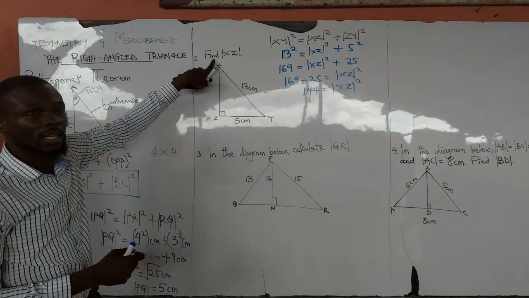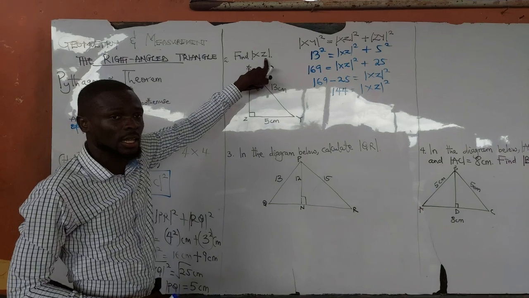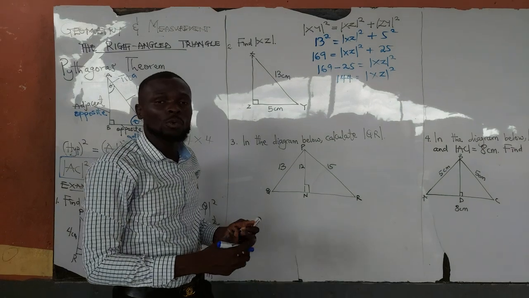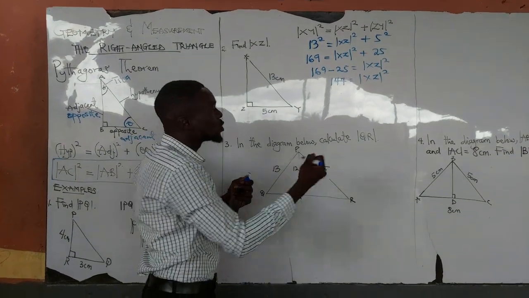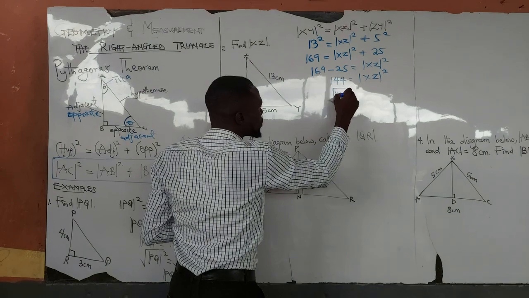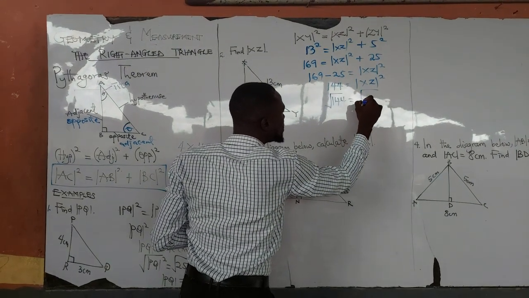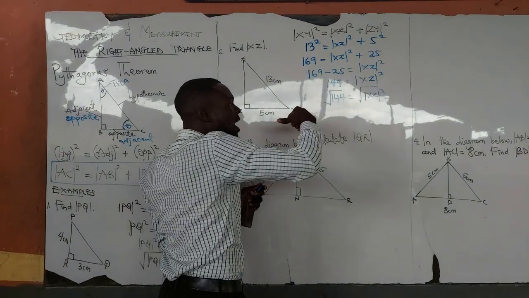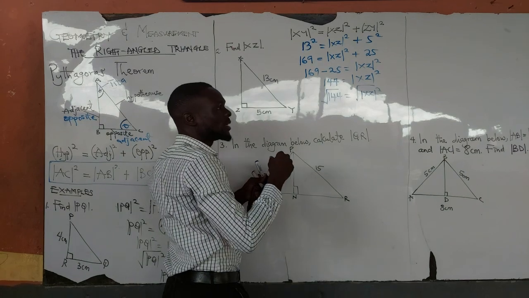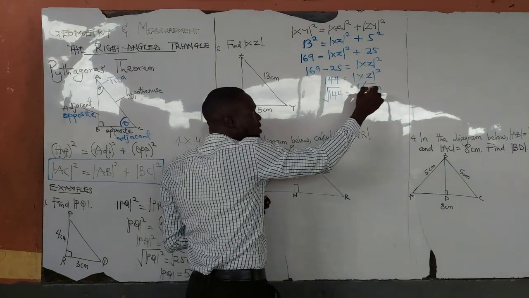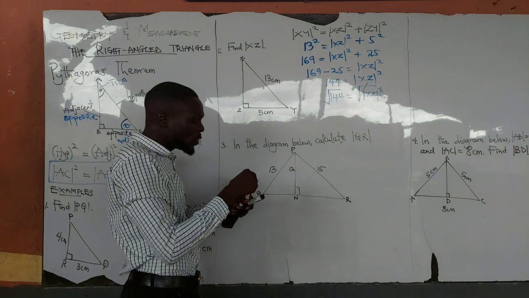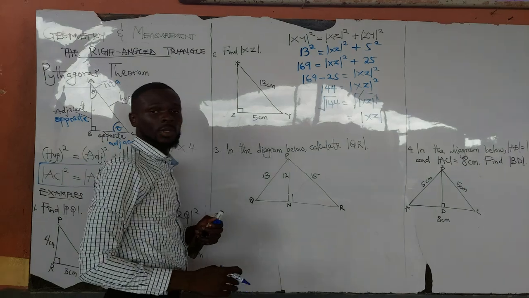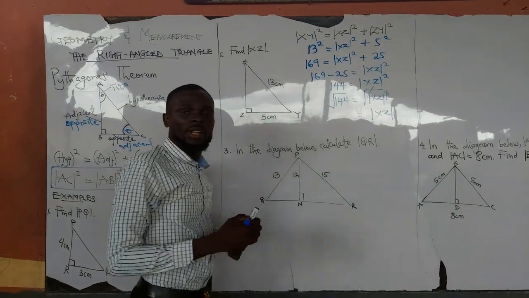Look at what the question is saying. The question said find xz, but there is a square attached to the xz. So what do we do? I am going to square root both sides. So square root this one, which is 144, and also square root the line xz squared. Once you square root, the square root will cancel the square. Then you are left with line xz. Now this is the square root of 144.